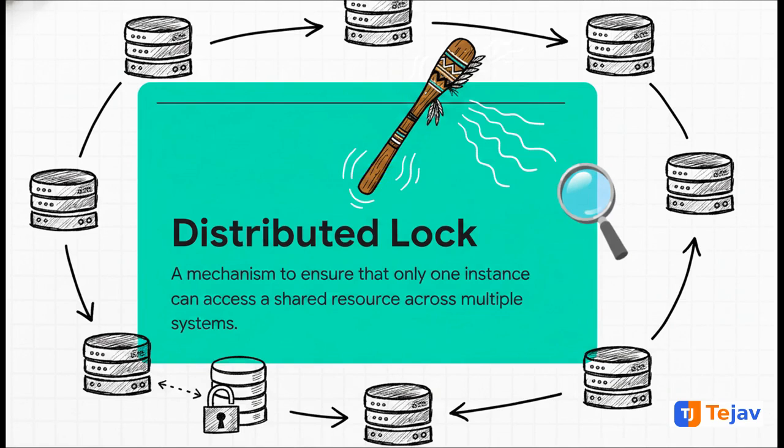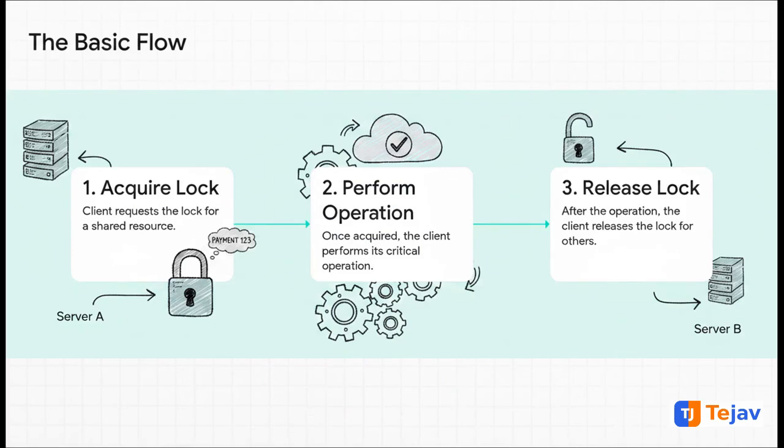You can think of it like a global talking stick. Only the server that is currently holding that stick is allowed to access that shared resource, in our case, the payment record. It is the fundamental tool for making sure our servers play nicely together. The basic idea is really simple. Server A goes to the locking service and asks, hey, can I have the lock for payment 123? If it's free, the service says, yep, it's all yours. Server A does its thing, processes the payment, and then tells the service, okay, I'm done, releasing the lock so another server can have a turn.